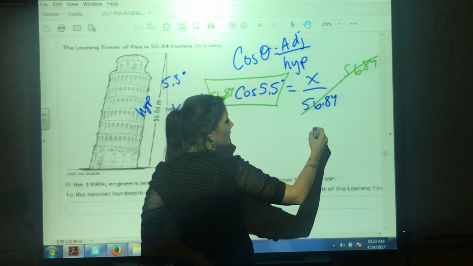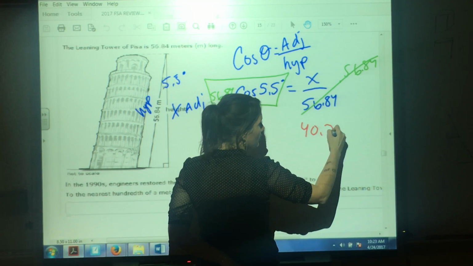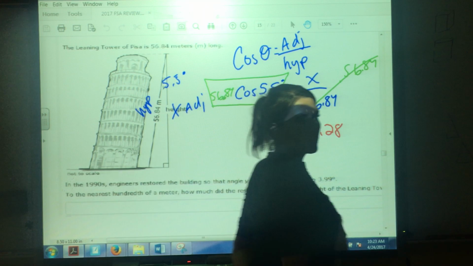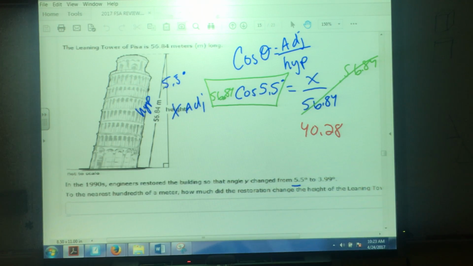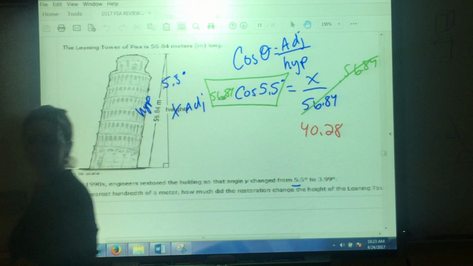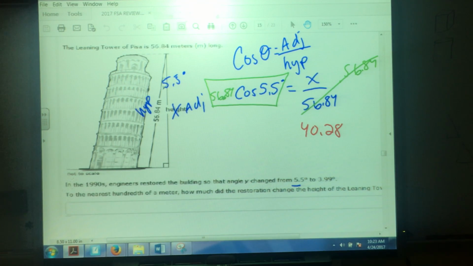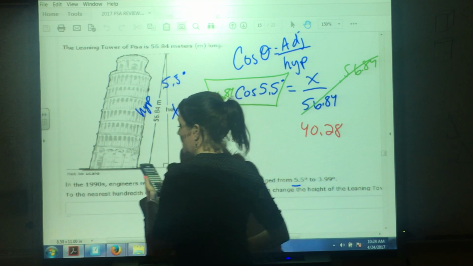Talk to me. 40.28. Is that it? Okay. Did you guys get that? Yes, no, maybe? Right there, 40.28. No? All right, well, hold on. I haven't done it yet. So try it again, everybody. It's going to be 56.84 times 5.5 cosine enter. It's 56.5, 5.7. Yeah. No, don't.